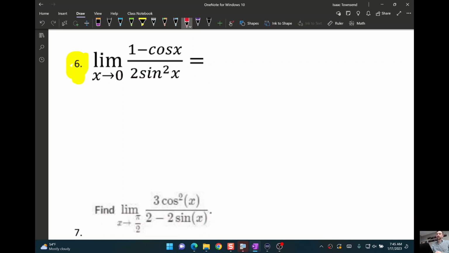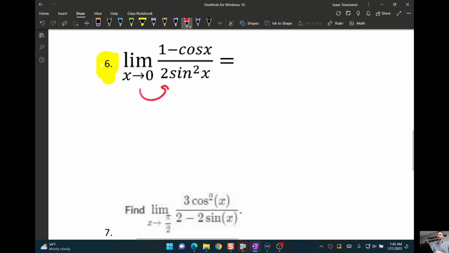So again, please don't assume that they're all indeterminate form. Especially when we get to our test, there will be a few that may look like they are, but if you actually plug them in, they're not. So at 0, cosine is 1, so the numerator goes to 0. At 0, sine is 0, square is 0, you still get 0. Multiply that by 2, you still get 0. So this one is indeterminate form.